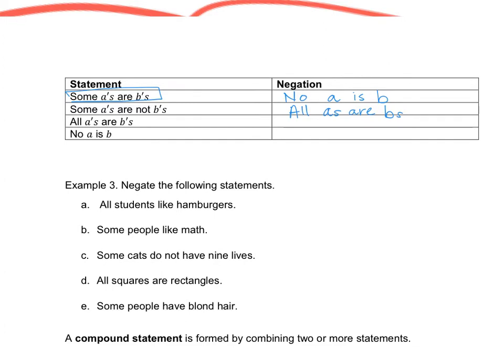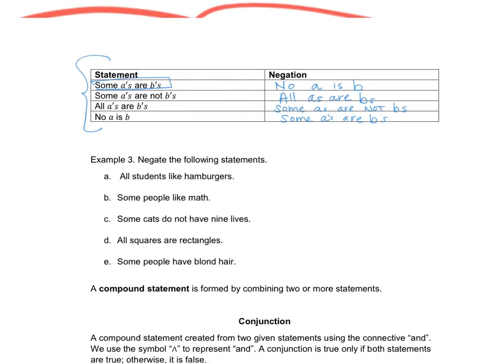If we say all A's are B's, then our negation would be that some A's are not B's. And if we said no A is B, then our negation would be that some A's are B's. You can look at this chart and verify that if one of the statements is true, its negation would always be false and vice versa. But let's look at some real words because sometimes that could be confusing.